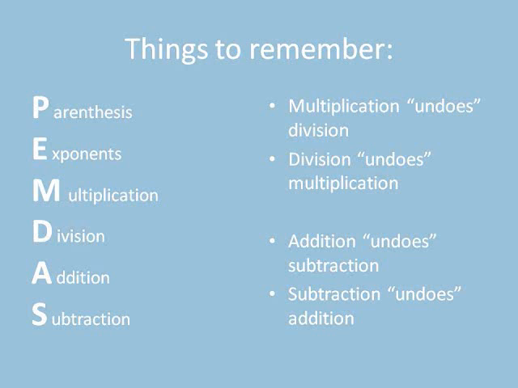Some other things you need to remember: if we're trying to undo a multiplication like 4 times x, we would divide by 4. So multiplication undoes division, and division undoes multiplication. Addition undoes subtraction, or subtraction undoes addition. So if we're adding, then we need to subtract to get rid of something. It's pretty simple to remember, just some things we got to throw in there.